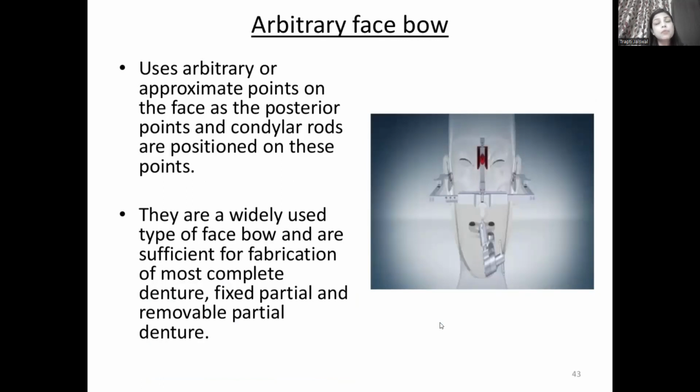But for full mouth rehabilitation procedures, kinematic facebows are recommended because they record the true hinge axis, and they also need fully adjustable articulators for that purpose.